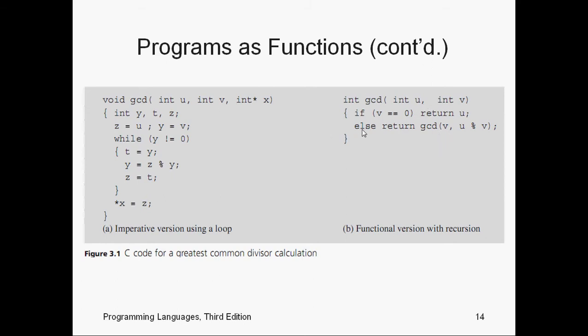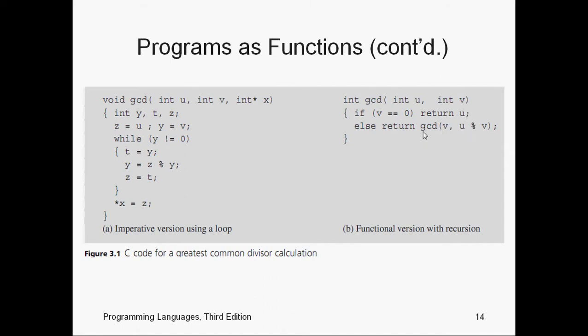And then otherwise, so do this when it hasn't stopped, call it again with v and u mod v. So it's going to do the modulus division with v as the parameter that's being passed in. So now u becomes v in the same way that t equals y and z equals t, and the answer, which is y, goes in as v. So it's going to go through, and if v equals 0, it's going to return u.